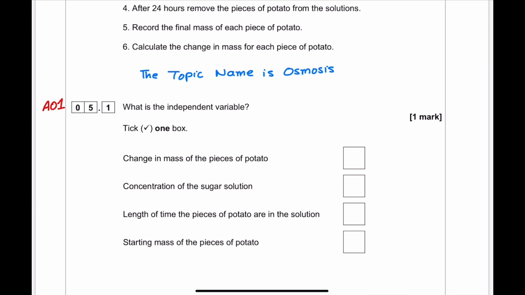Change in the mass of piece of potato. Second is concentration of sugar solution. Length of the time the pieces of potato are in the solution. Starting mass of pieces of potato. Among these 4, the independent variable is the concentration of the sugar solution.